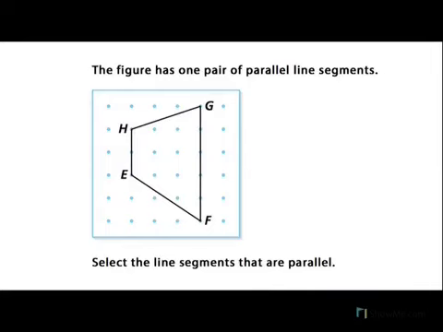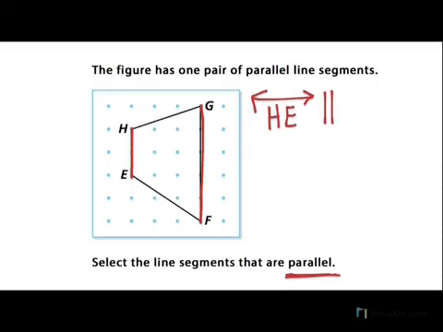The figure has one pair of parallel line segments. Select the line segments that are parallel. So I see line HE and I see line GF. So I would write it like this. Line HE is parallel to line GF.